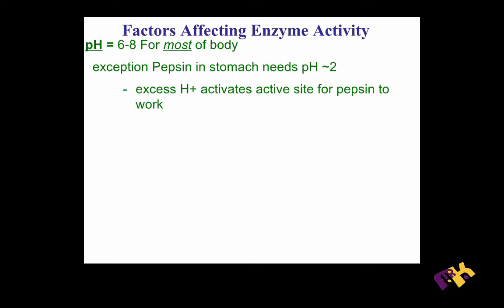Factors that affect enzyme activity: pH. For enzymes within our own bodies, a pH between 6 and 8 is about what they're accustomed to. So you notice that we hover right around that neutral idea of 7 for our pH.